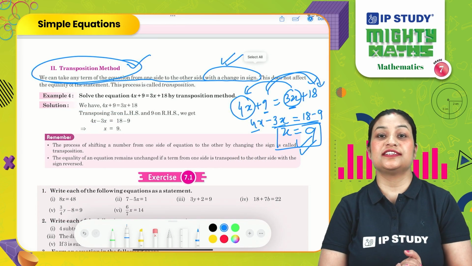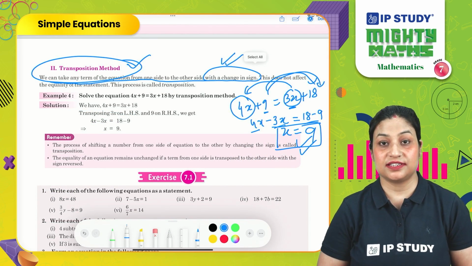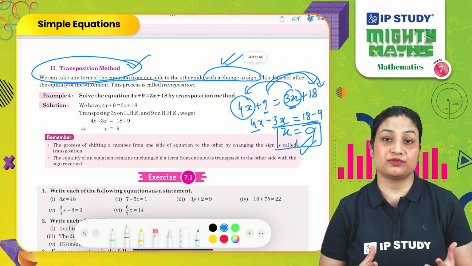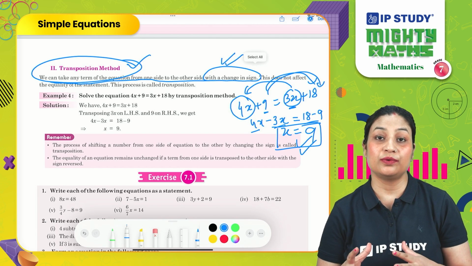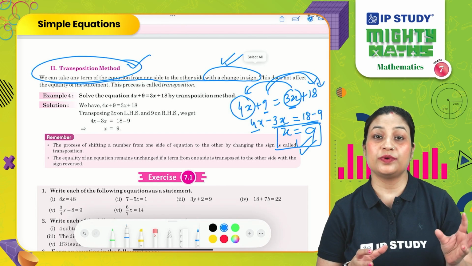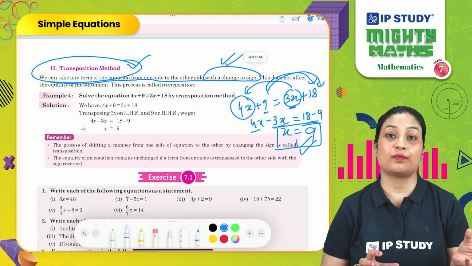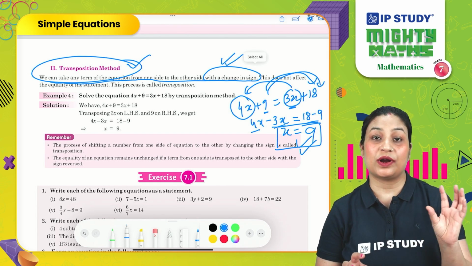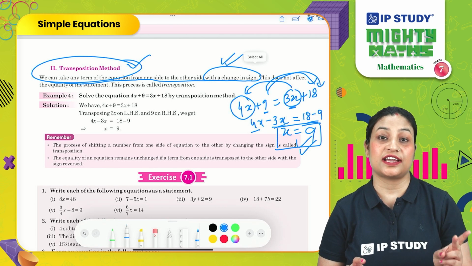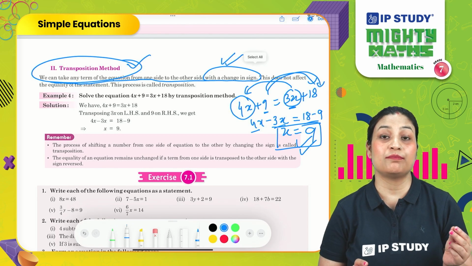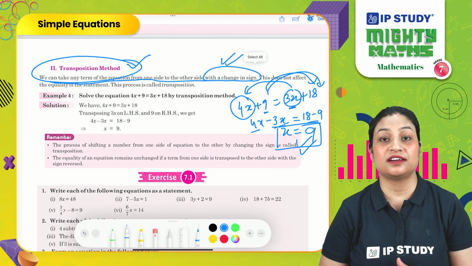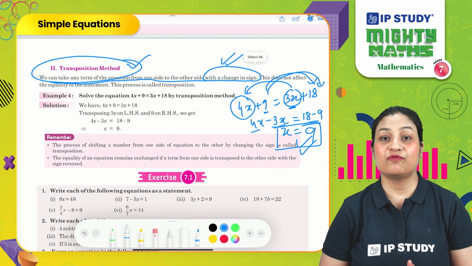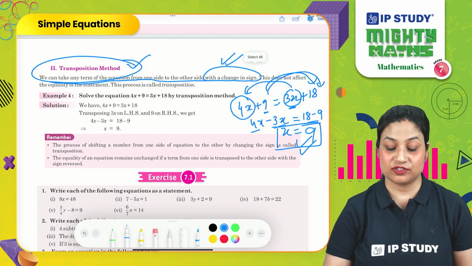So student, this is the second method that we have discussed just now. In the transposition method, in order to find the value of an unknown in a linear equation, we are just shifting one term from one side to the other side, and while doing so, we have to change the sign. This is something very important that we need to keep in mind. So I hope this method is very clear to you. Now let's move on to the next topic.